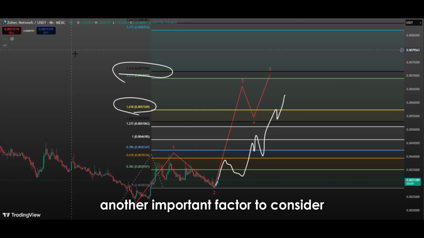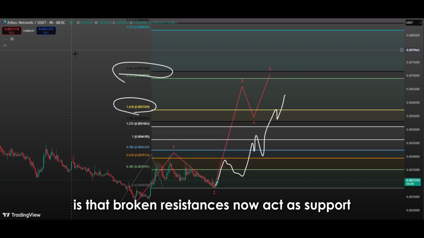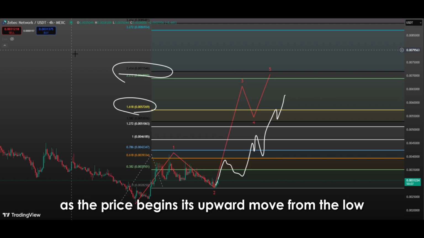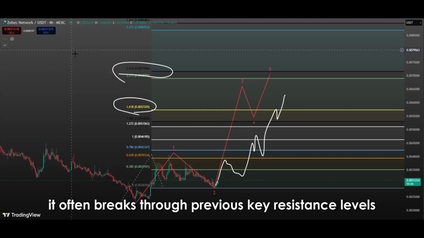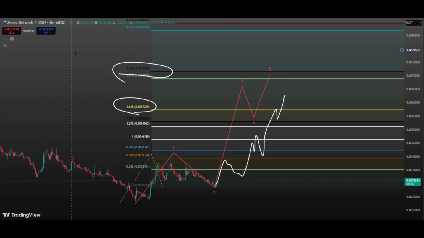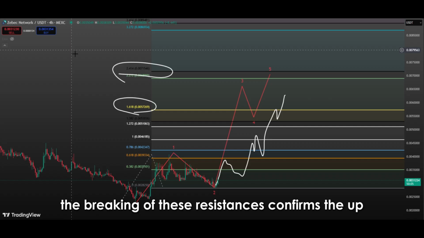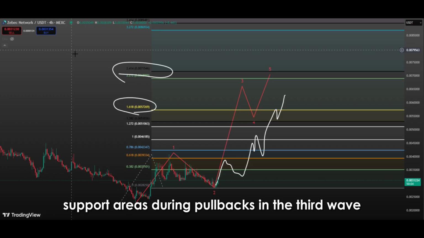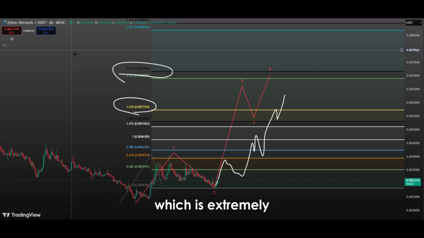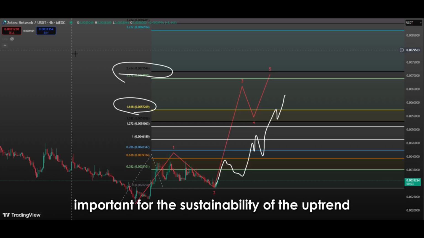Another important factor to consider during the transition from the 2nd to the 3rd wave is that broken resistances now act as support. As the price begins its upward move from the low created by the 2nd wave, it often breaks through previous key resistance levels. The breaking of these resistances confirms the uptrend technically. These zones will also act as strong support areas during pullbacks in the 3rd wave, which is extremely important for the sustainability of the uptrend.